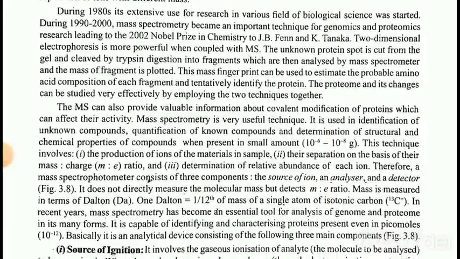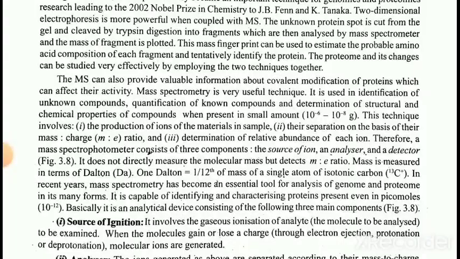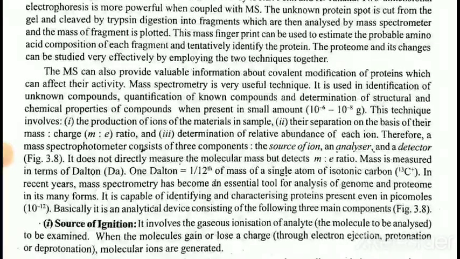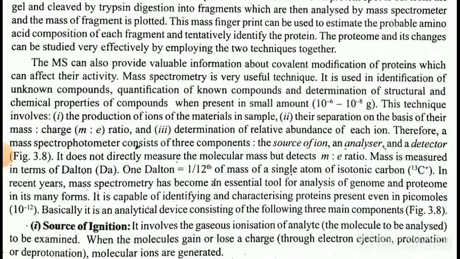Mass spectrometry is a very useful technique. It is used in identification of unknown compounds, quantification of known compounds, and determination of structural and chemical properties of compounds when present in small amounts, 10^-6 to 10^-8 gram. This technique involves 1. The production of ions of the materials in the sample, 2. Their separation on the basis of their mass to charge ratio, m/z, and 3. Determination of relative abundance of each ion.